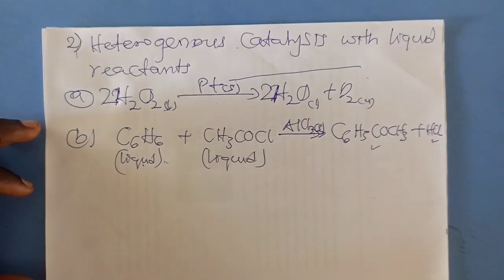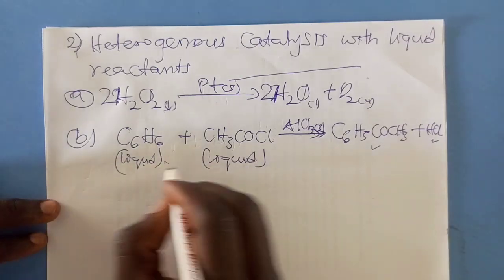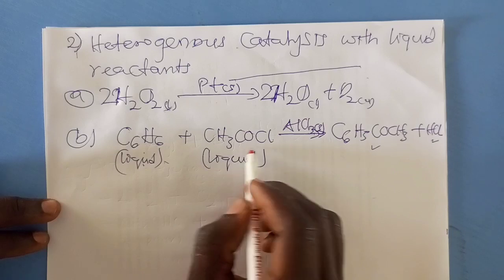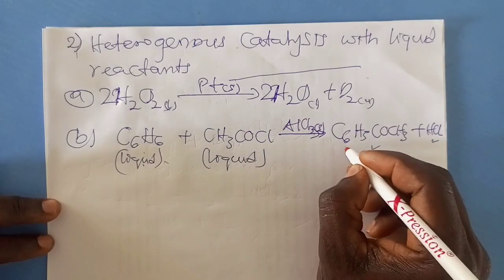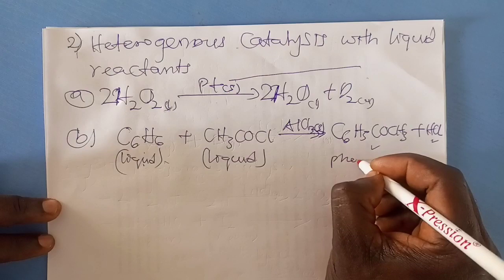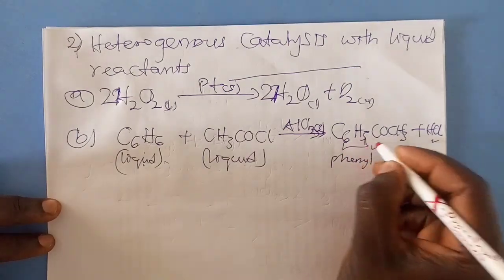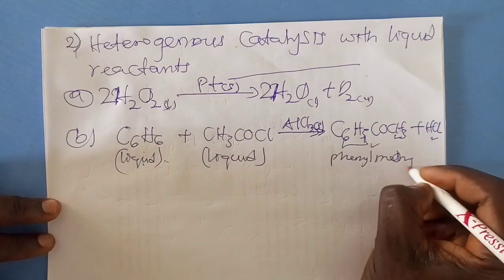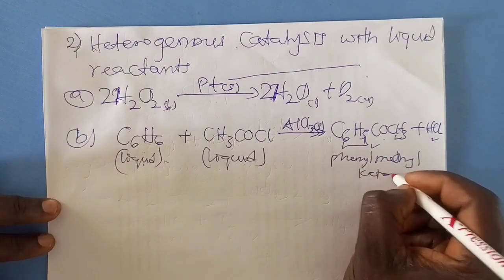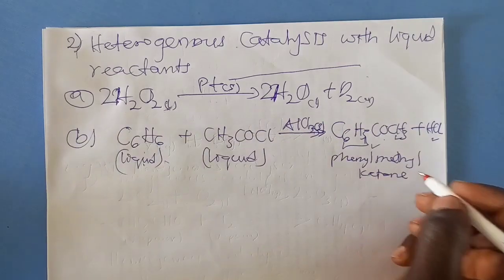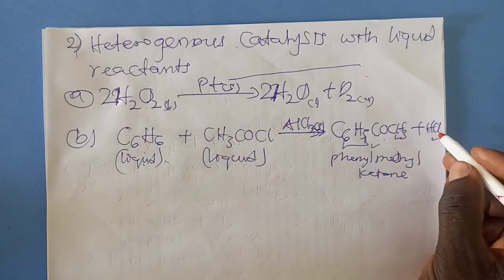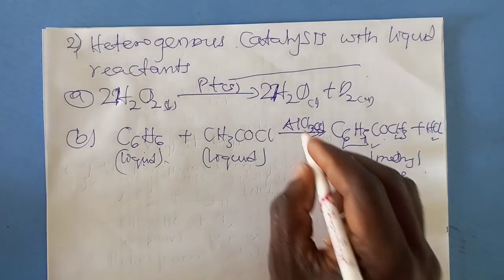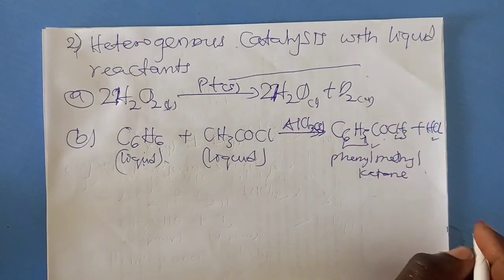the reactant. So you can see the reaction of liquid benzene with ethanoic chloride produces this, which should be phenyl. This is a phenyl methyl ketone. Okay, phenyl methyl ketone. Then plus hydrogen chloride formed. Of course, the solid catalyst will also come out.